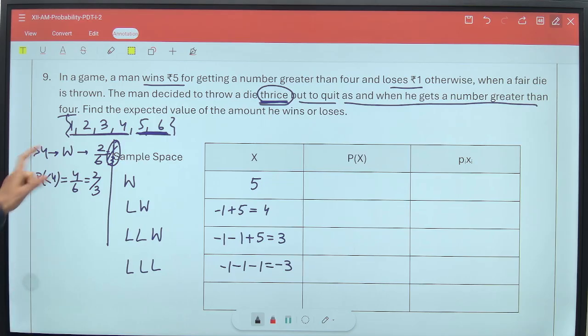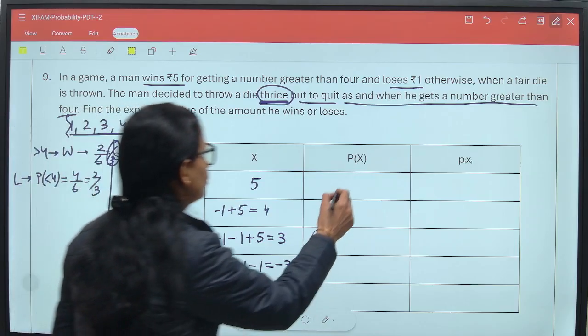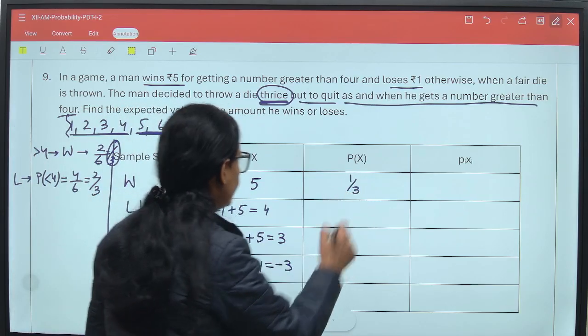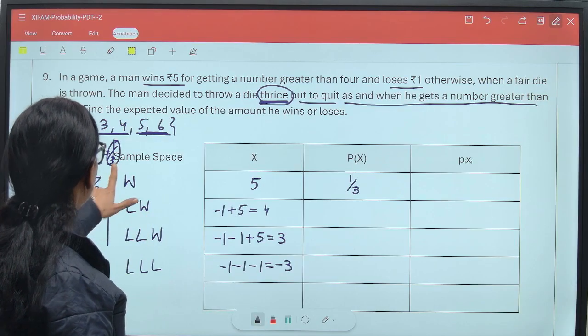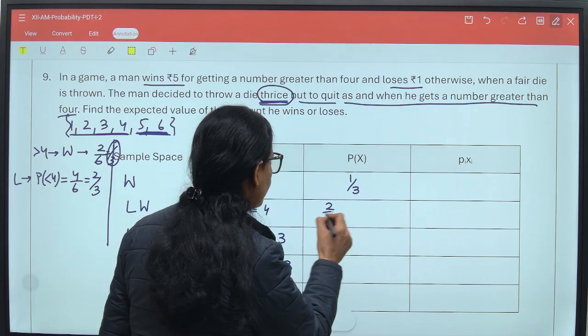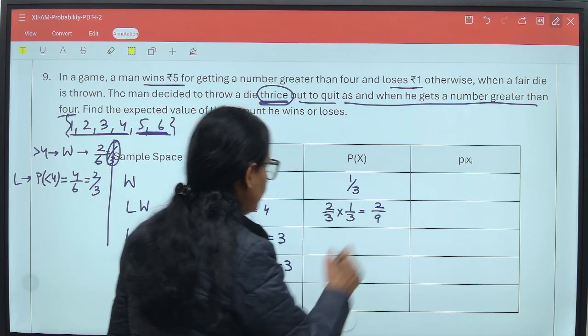If he wins in the first throw, that means the value of the random variable is 5. What is the probability of winning? It is 1 by 3. So the probability here will be 1 by 3. If he loses and then wins, that means 2 by 3 into 1 by 3. The probability is 2 by 9.